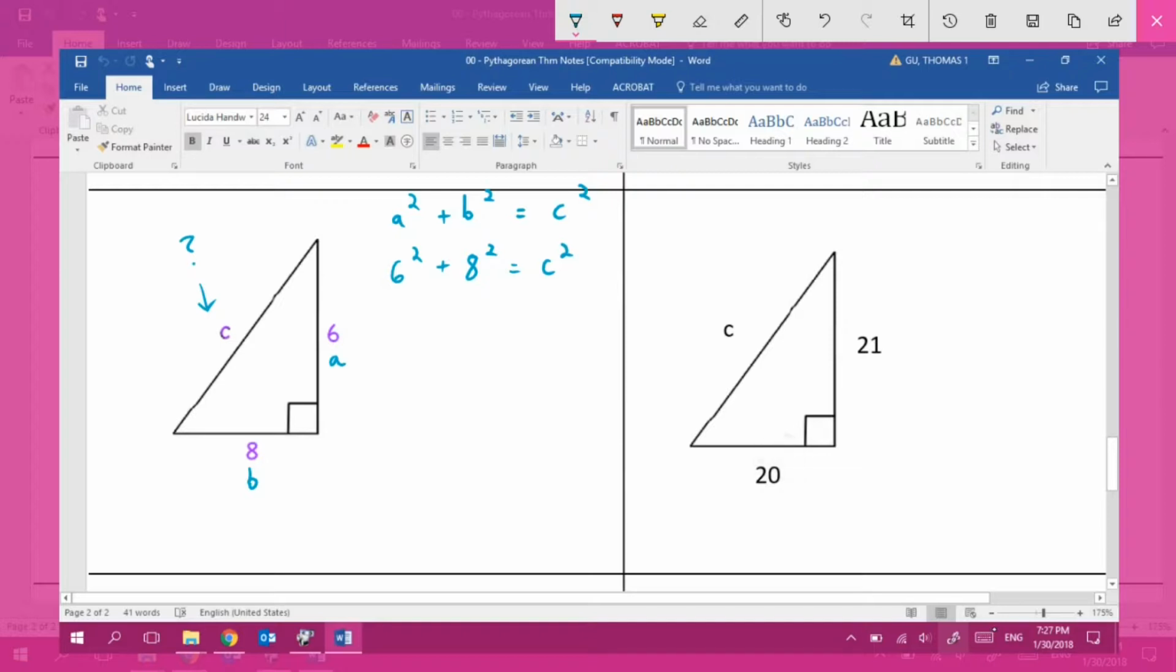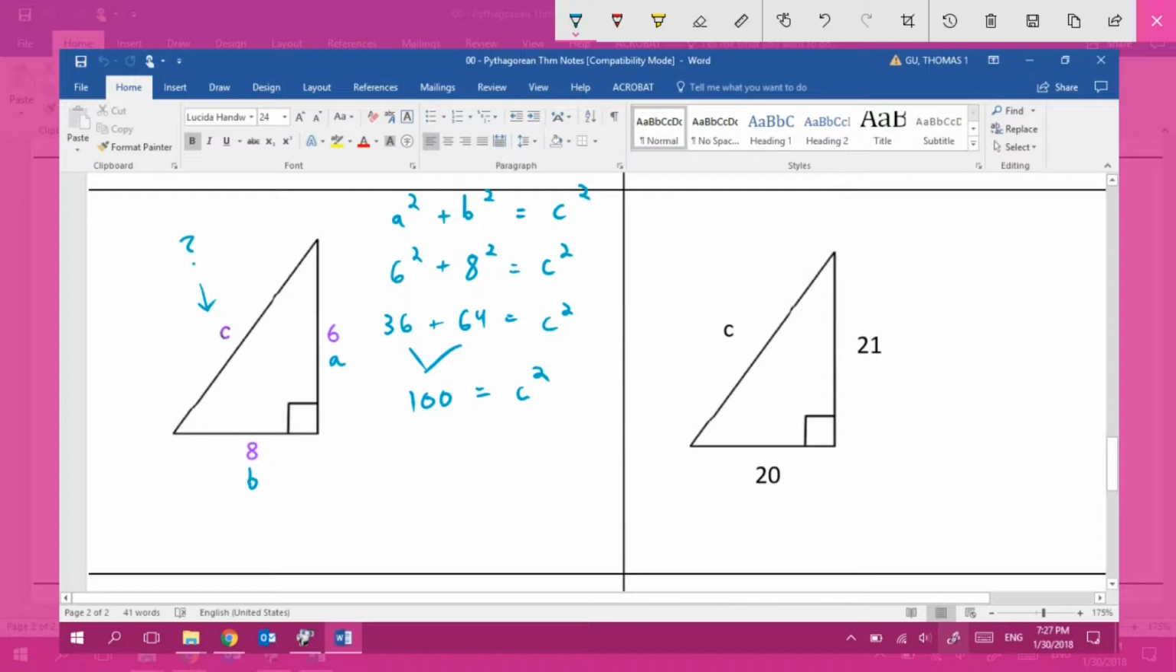All right, now what's 6 squared? Put that in the calculator, or just know how to square stuff. 36 plus, what's 8 squared? That's 64. Equals, well, what's 36 plus 64? We actually know what this number is, 100, when we add it together, and that equals C squared.